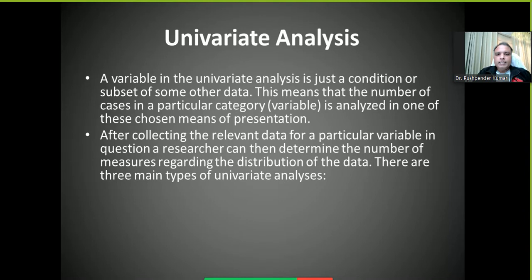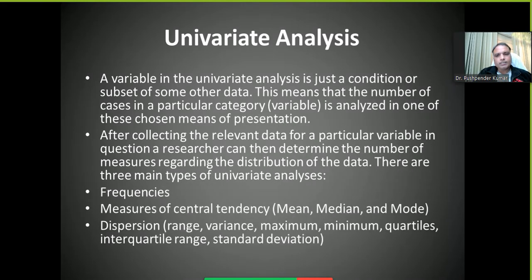After collecting the relevant data for a particular variable in question, a researcher can then determine the number of measures regarding the distribution of the data. There are three main types of univariate analysis.